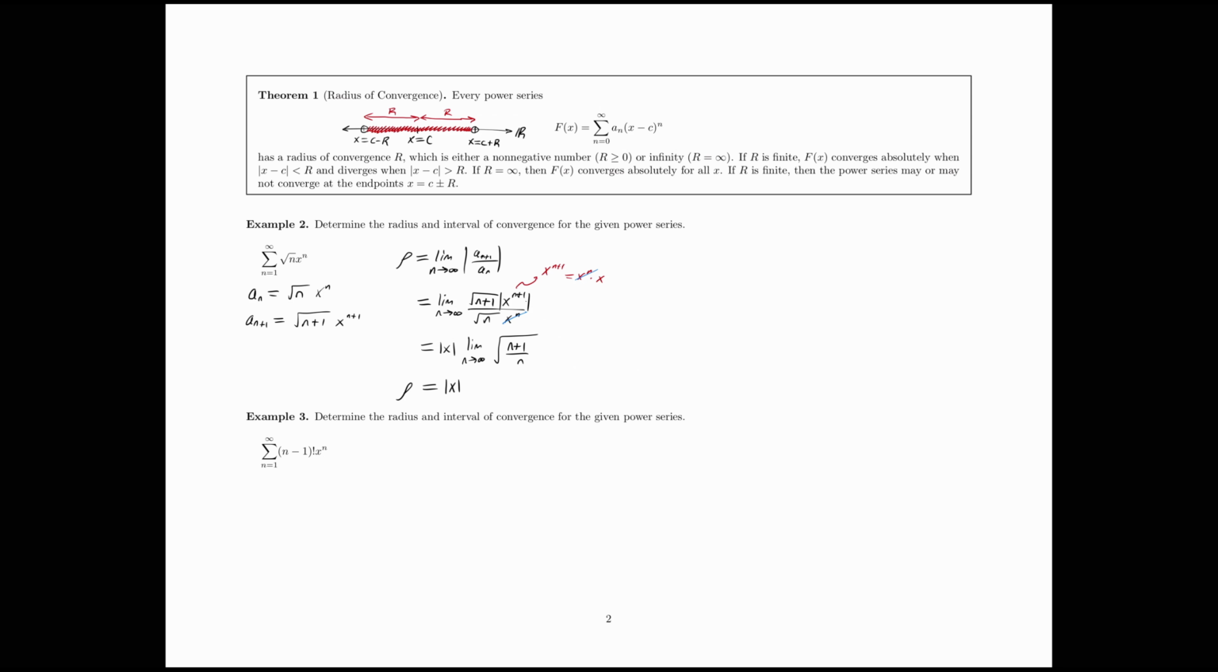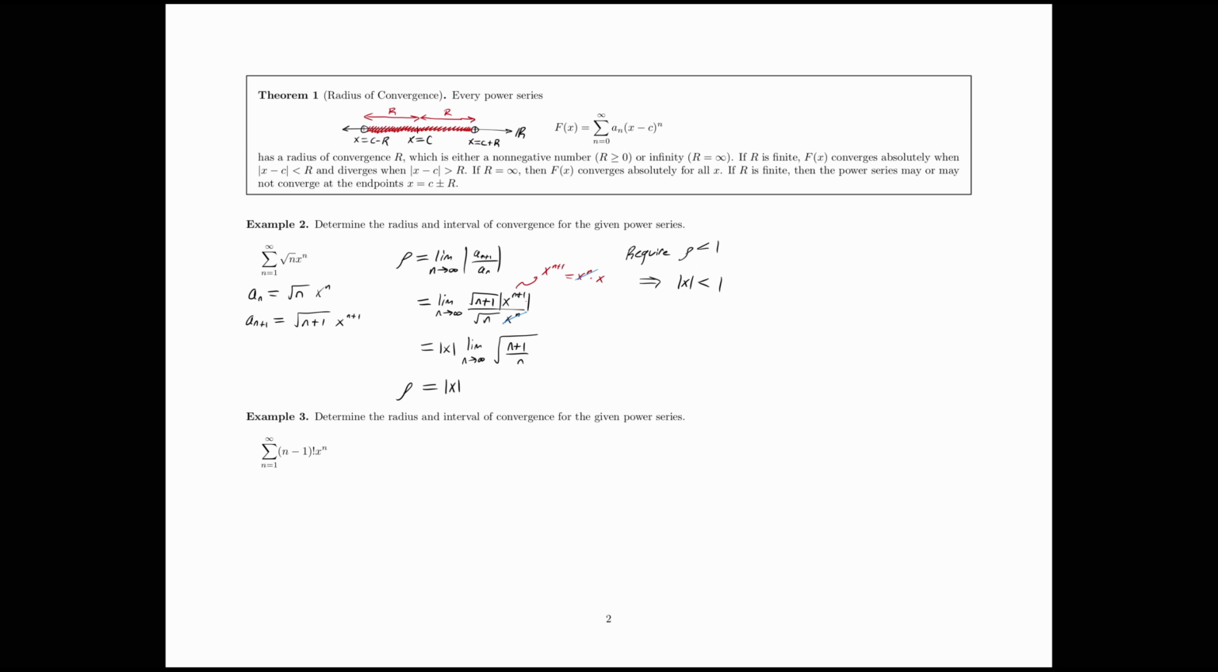Now we know for the ratio test, if rho is strictly less than 1, then we have absolute convergence. So we really want this absolute convergence. So we are going to require that rho be strictly less than 1. This implies that the absolute value of x, since that's what rho is equal to, is less than 1.